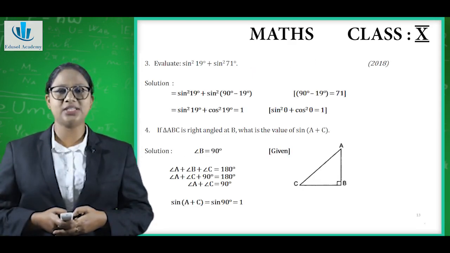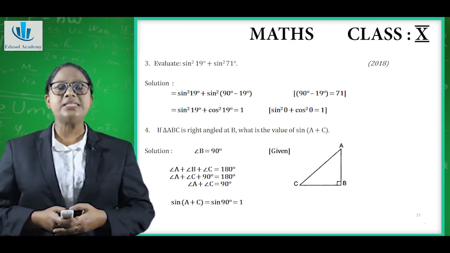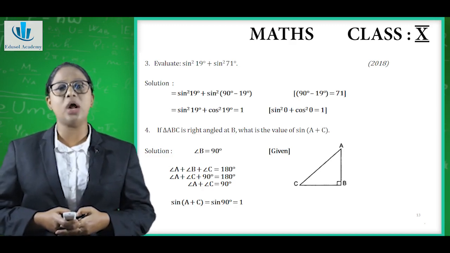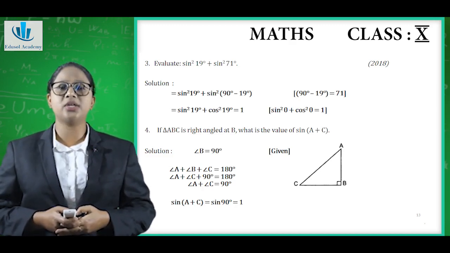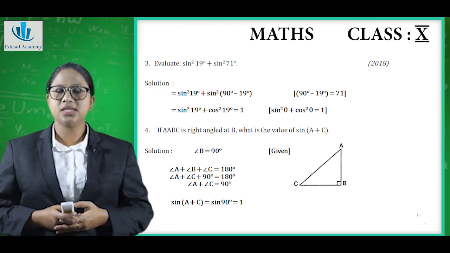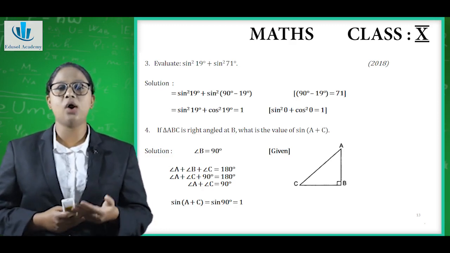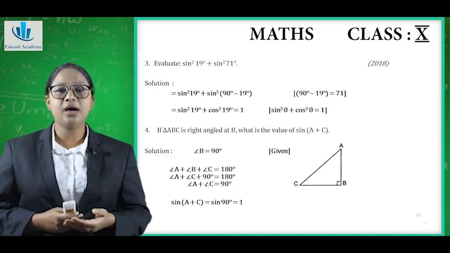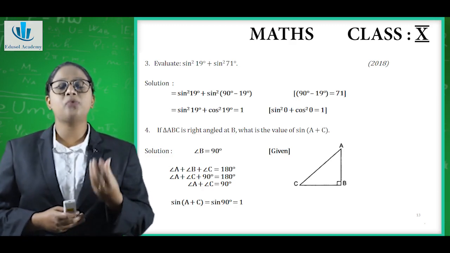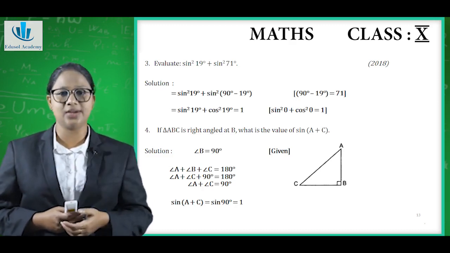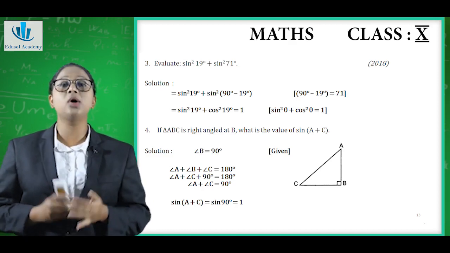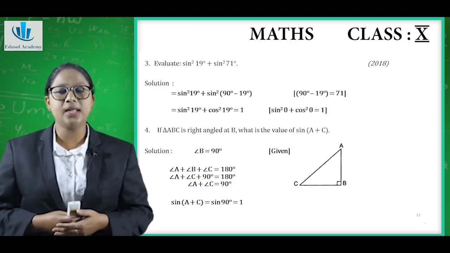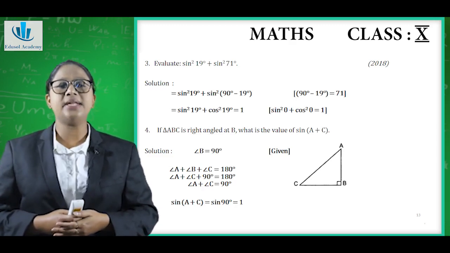Moving on to the next question. Evaluate sine square 19 degree plus sine square 71 degree. Now remember the ratios of specific angles. Did we study sine or cos or tan of 19 or 71? No. So whenever angles other than 0, 45, 30, 60 and 90 degree come, we have to apply complementary ratio concept. So sine square 19 plus sine square 71.